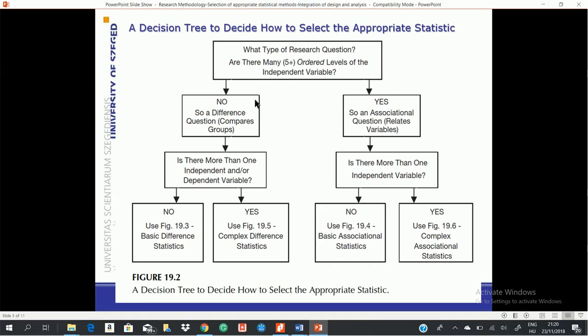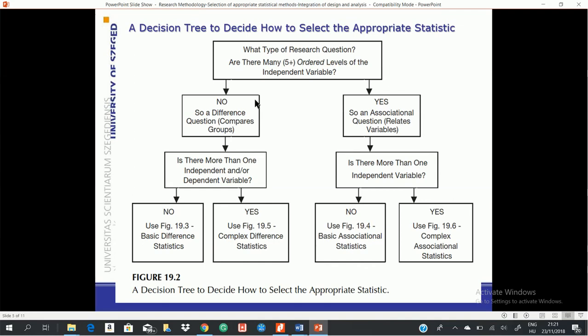associational question, related variables. But if no, you can choose a different question, for compare groups. It doesn't mean that if you choose yes, you can only do associational analysis. You can do more than that. You can do descriptive as well. Okay.